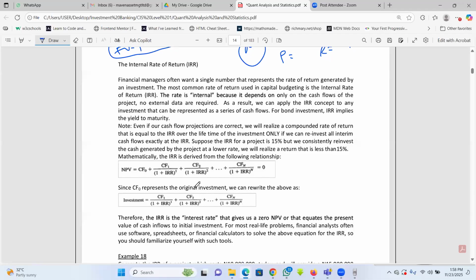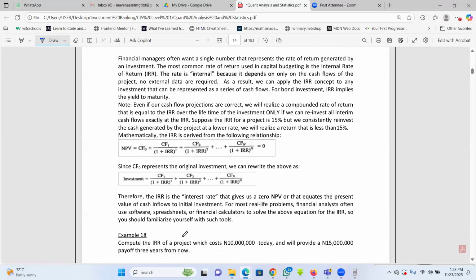So that's what this is all about. You can read this up on your own. Let's look at the question quickly. Let's have somebody read example number 18 for us. Let's go with a volunteer.